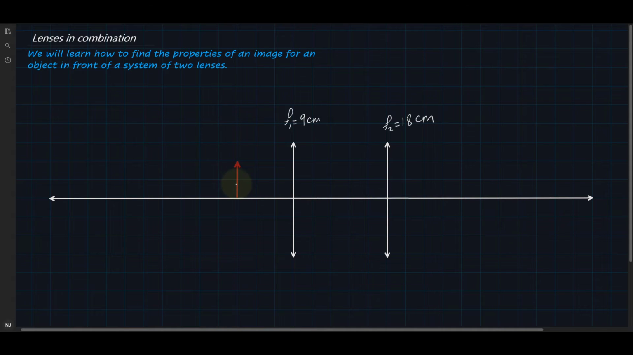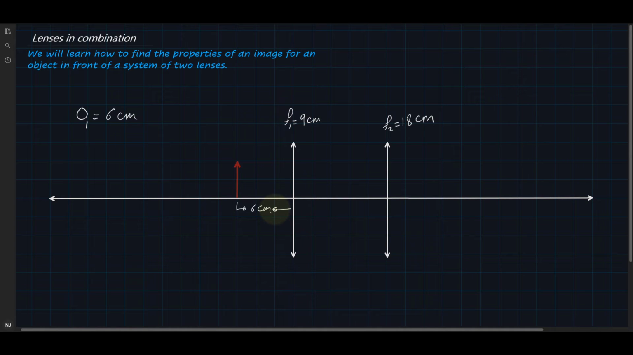Okay, so we have an object, and this object is at 6 centimeters from the first lens. Lens number one, we call it F1. Lens number two, we call it F2. Since the object is 6 centimeters away from lens number one, I'm going to say O1, referring to this object, is equal to 6 centimeters. So this is given to be 6 centimeters here.